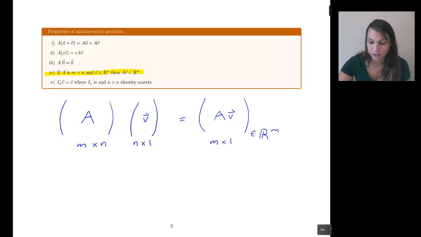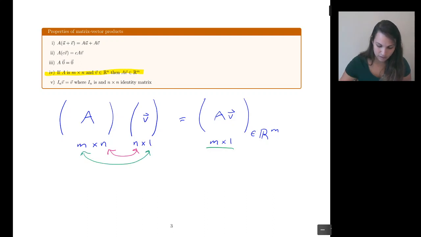So a quick check to make sure that you're doing things right, before you start trying to do multiplication that's impossible, is you want to make sure that these guys are the same. Because remember, you need A to have the same number of columns as V has entries. And then the result is going to be the two outside numbers, so m by 1. And just like vector properties, you can verify any of these properties by doing it component-wise.